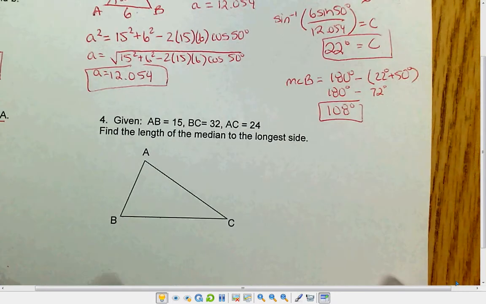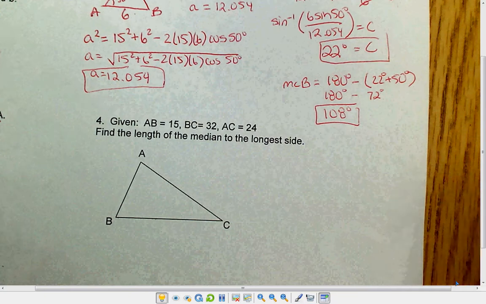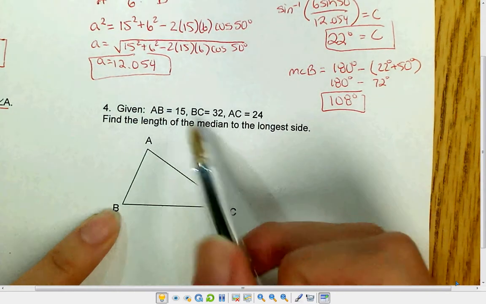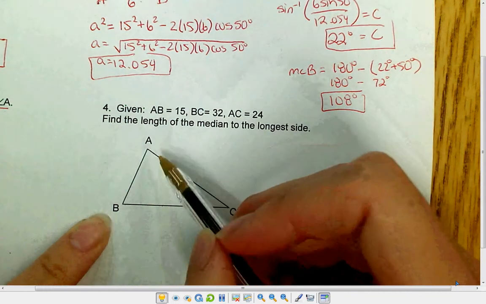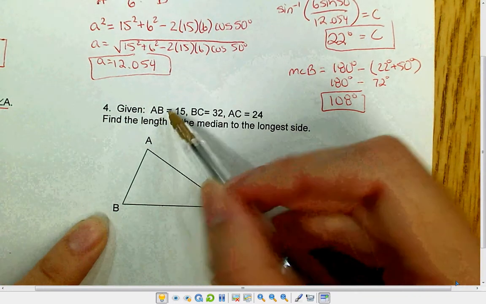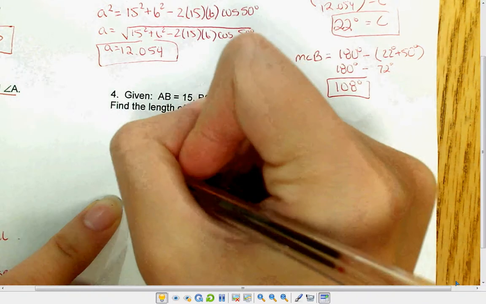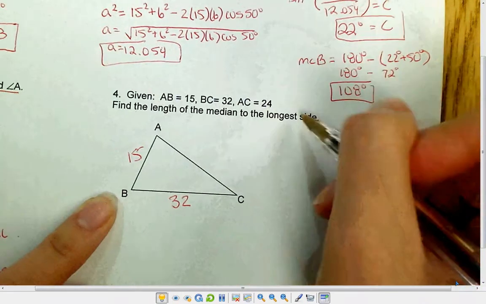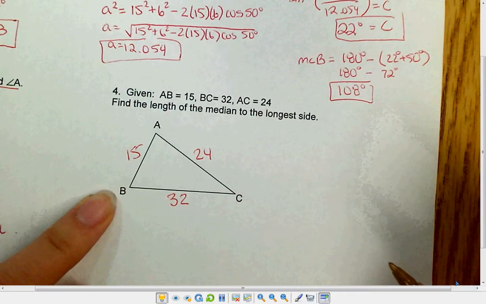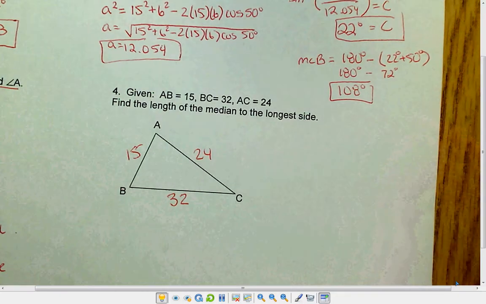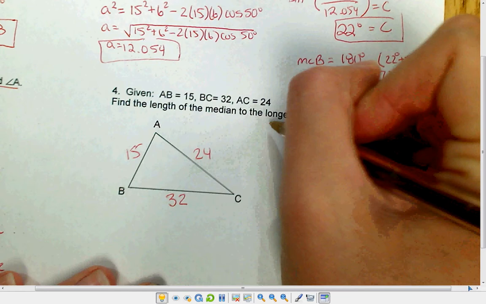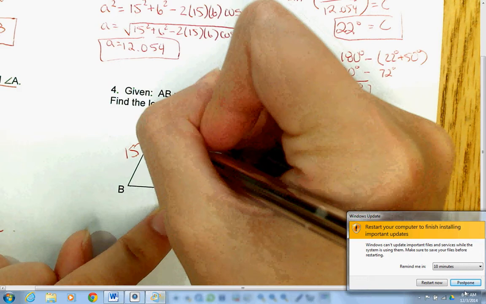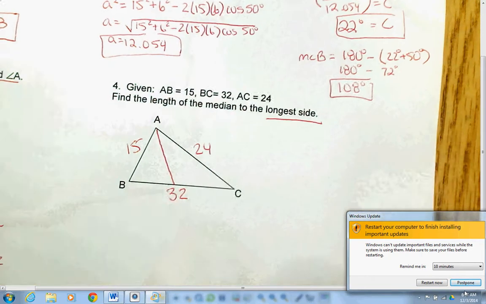Okay, one last problem. For number 4, we are given 3 pieces of information. So we're going to use this to label our triangle. Side AB is 15, so this means AB, which is the side right here, is 15. BC is 32. AC is 24. We're trying to find the length of the median to the longest side. So the longest side is 32. So the median just means if we're splitting up the longest side, it's going to split it right down the middle.